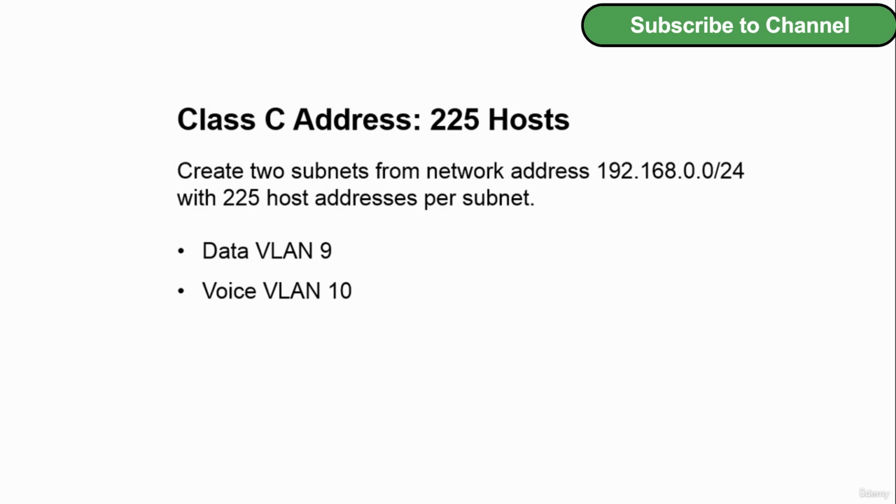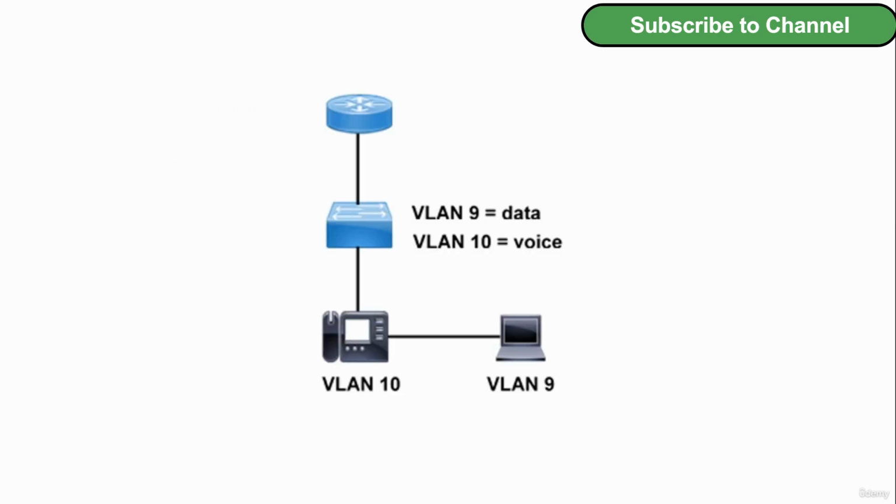So I want 2 subnets from this network address 192.168.0.0/24. So that's a Class C address. It's got a default subnet mask of /24, and that's what we're going to start with. And I want 225 host addresses per subnet. So it's going to be a big broadcast domain, probably a lot of desktops and some other devices. And I'm going to assign the 2 subnets. One's going to be a data VLAN, and the other one's going to be a voice VLAN. So these are the IP phones.